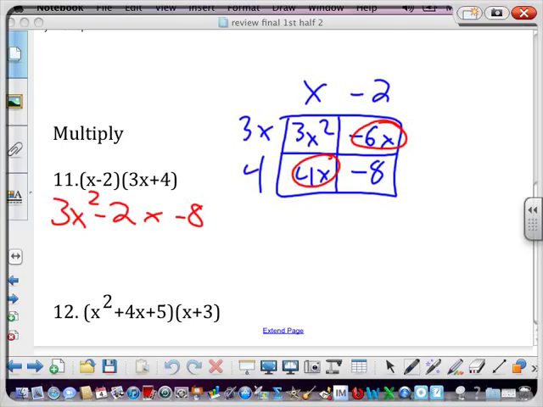I don't get that. We circled 4x and negative 6. Why? Because they are like terms. They both have an x, and neither of them have exponents. So we don't use them? No, so we're putting them together. Negative 6 plus 4 is negative 2. Oh. Okay. All right. So let's move on.